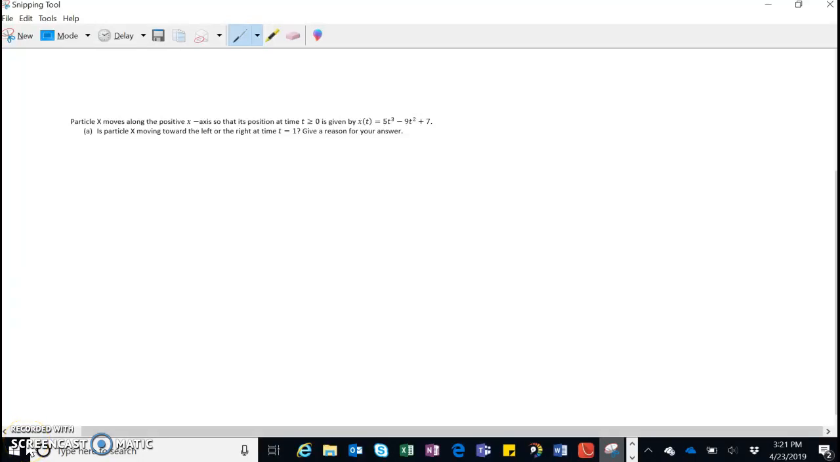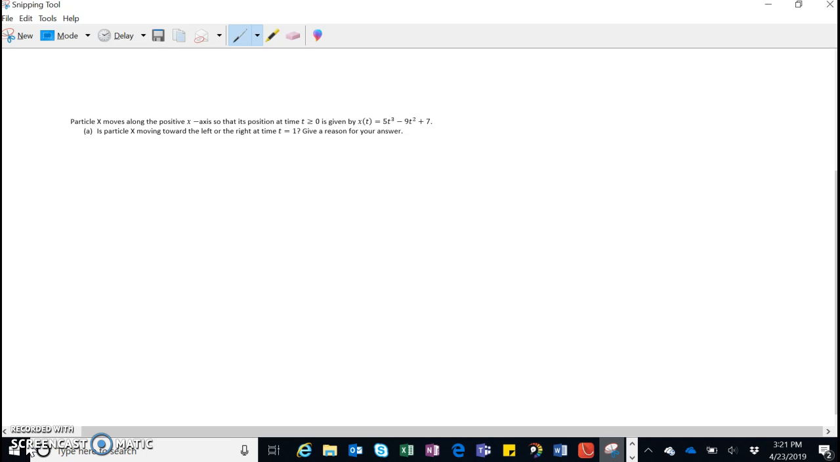All right, so now we're on to our model problem on the next page that I want you to capture in your notes before you do your check for understanding questions. So the scenario in part A: particle x moves along the positive x-axis so that its position is always given by this function, x of t. Is particle x moving toward the left or the right at time t equals 1? Give a reason for your answer.